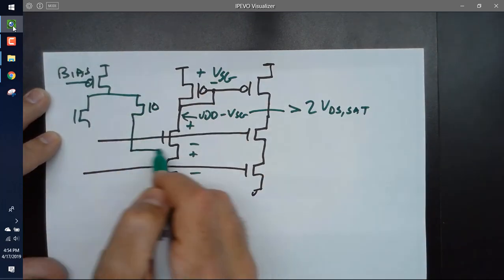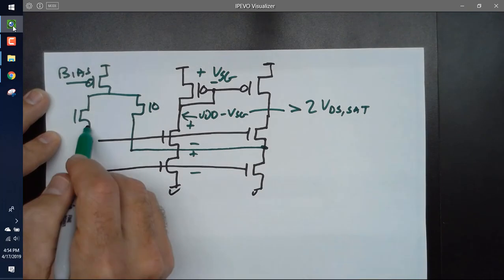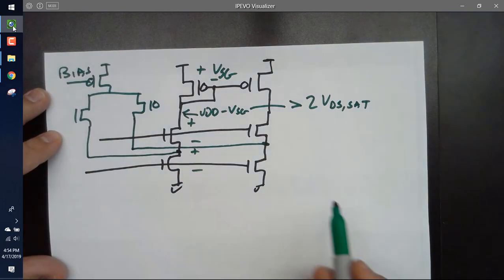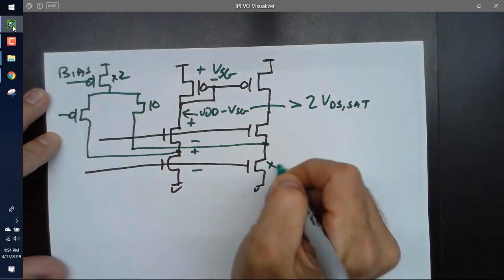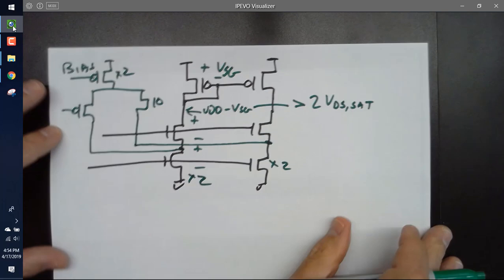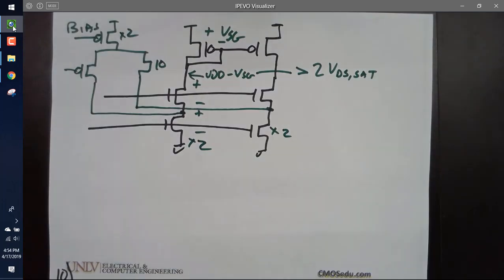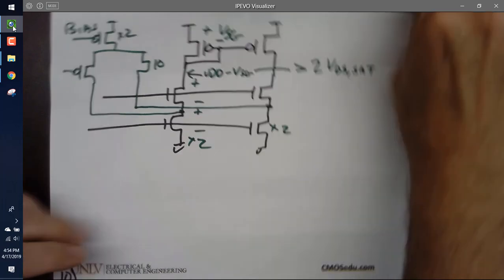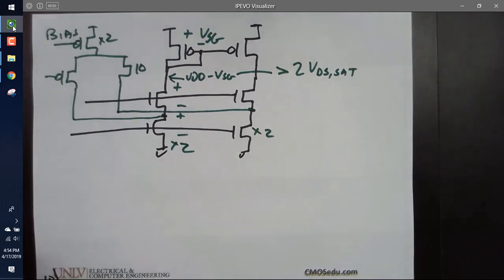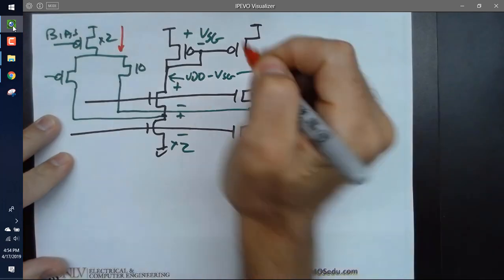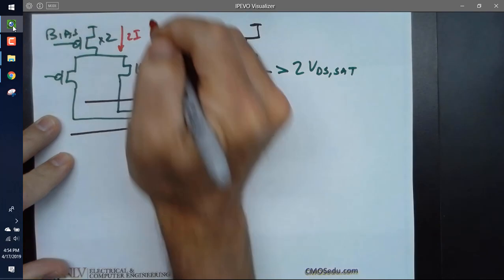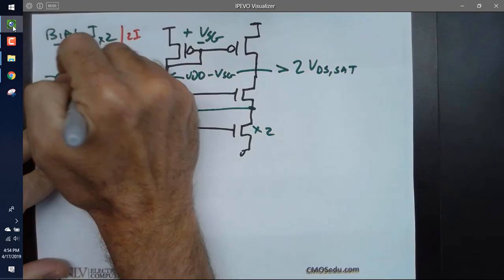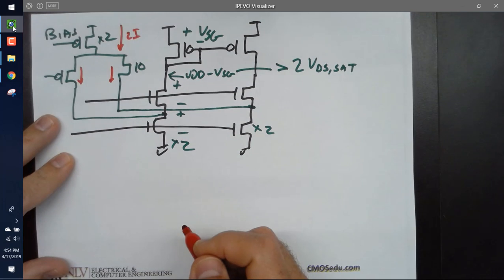And let's go crazy. Let's go like this. And now let's make these times 2. And I want to pause and go through the biasing. Okay, so whatever bias current you've selected, what is the current that flows in there? 2ID. What's the current that flows in there and there?